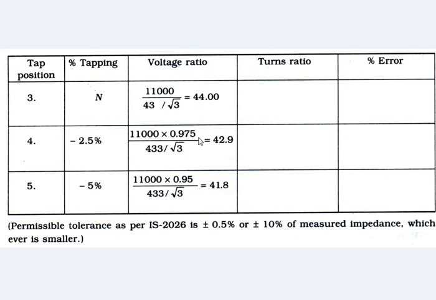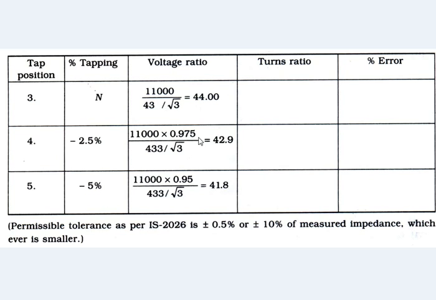But in practice there is an error, which means that minus 2.5 is not going to give you exactly minus 2.5; it's going to give you maybe minus 2.3 or minus 2.4. So the percentage error in the last column is just the error difference, in percentage, between the third column and the fourth column. And as written in the footnote, as per the IS standard, it should be within plus minus 0.5%.